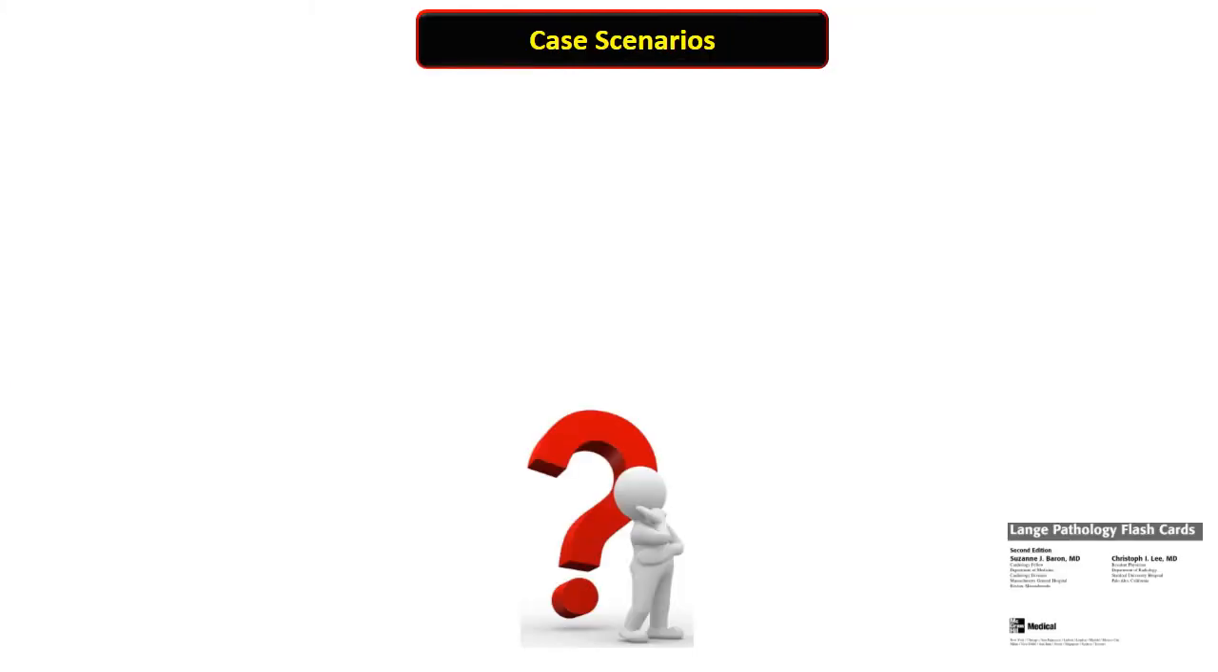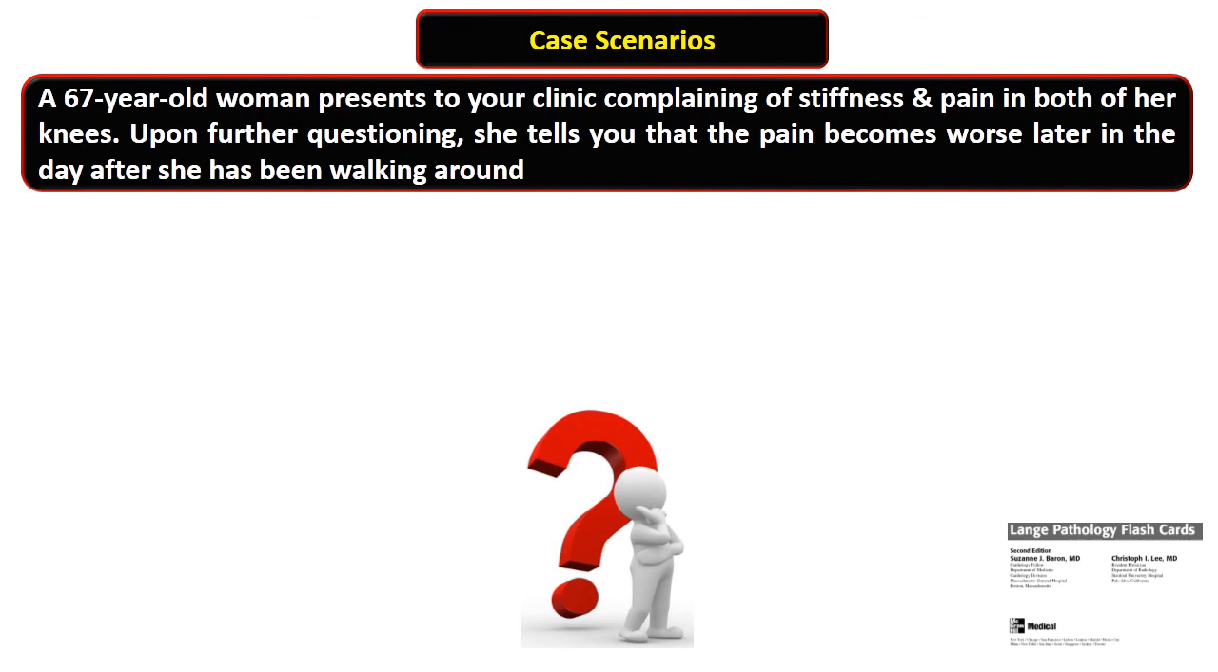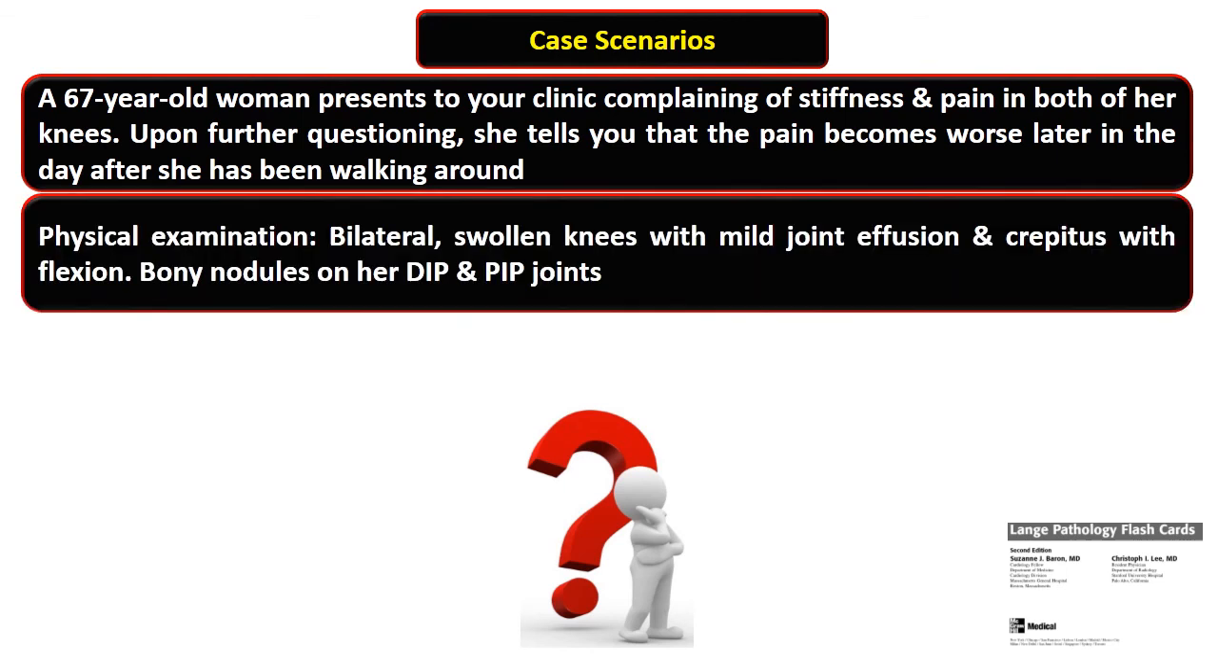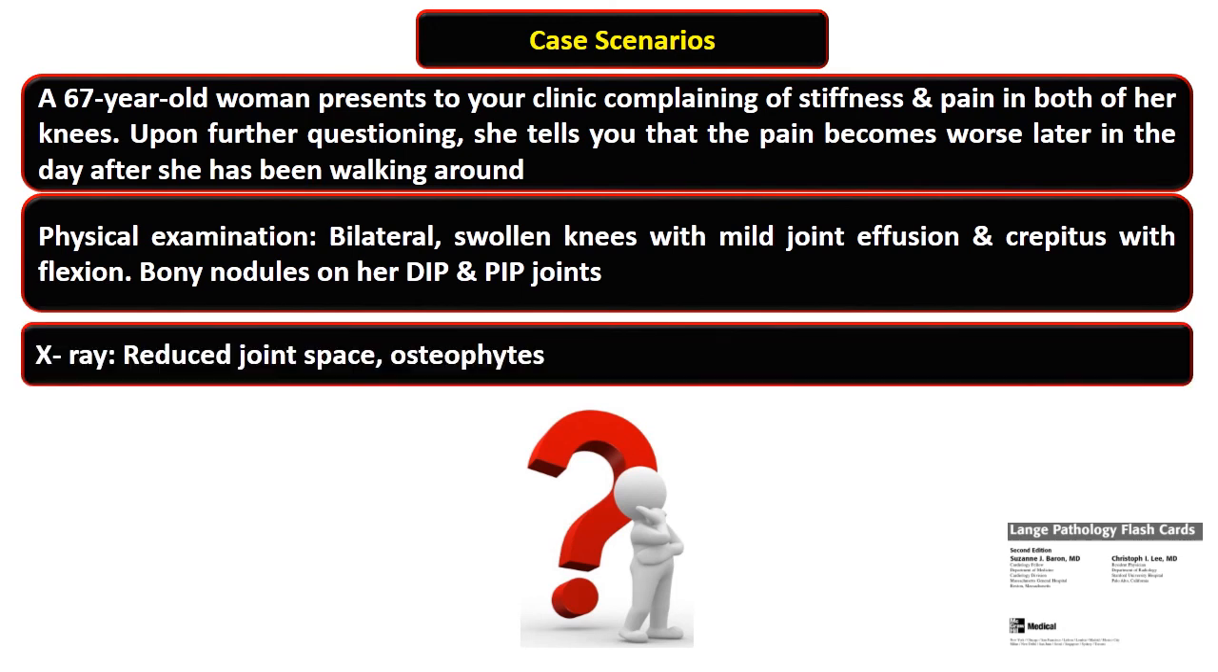The case we discussed at the start of this lecture, on physical examination, showed bilateral swollen knees with mild joint effusion and crepitus with flexion. There are nodules on the distal interphalangeal and proximal interphalangeal joints also, and X-ray showed reduced joint space and presence of osteophytes. So I guess it's now easier for you to label this case.